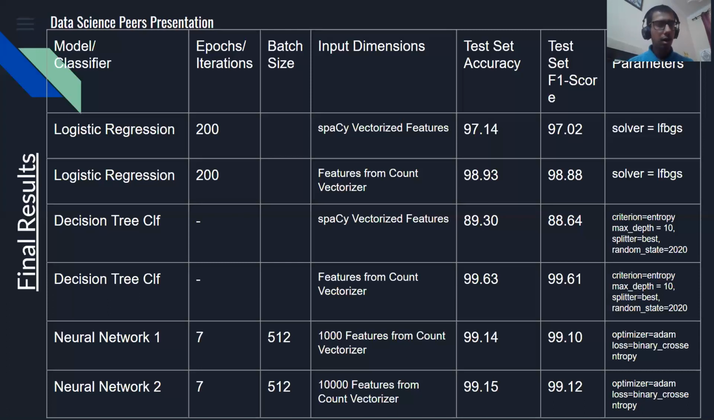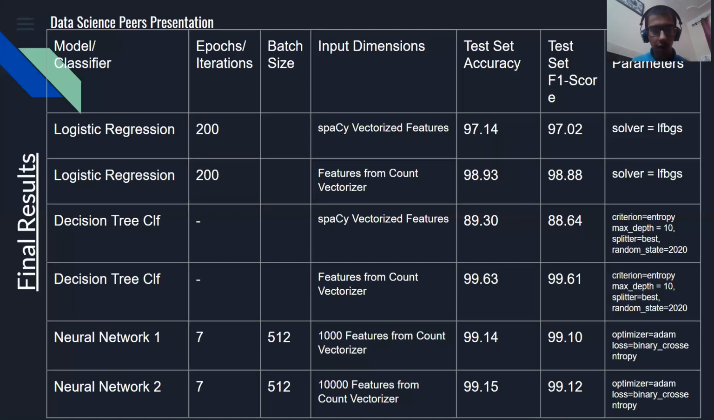and splitter. Basically what a decision tree does is it splits at every step. At every step, it makes a choice and it splits. So for the best split, we have chosen the splitter to best and the criterion to entropy, and the random state, that is the randomness of the estimator, is set to 2020.